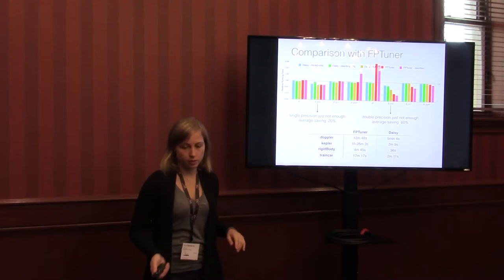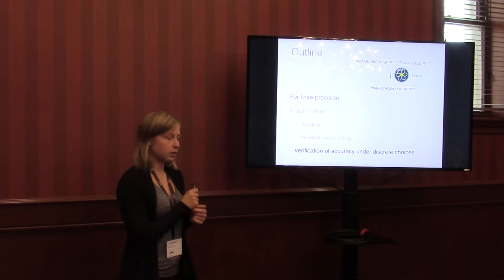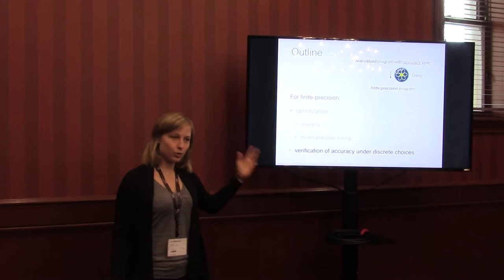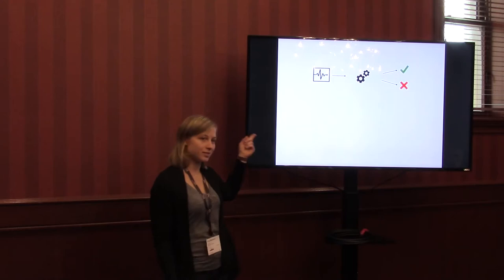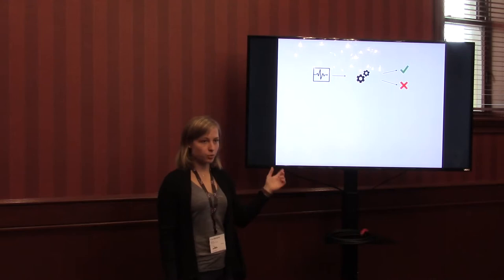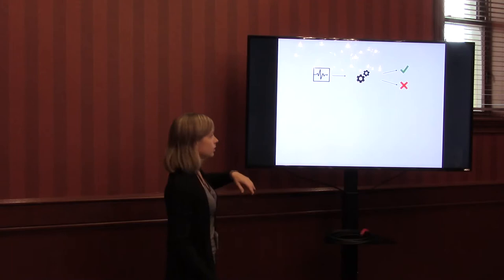Okay, so now we can optimize finite precision expressions. When I used to give this talk elsewhere, at this point I always got a question. In that example I had before, this example didn't just compute a number. It actually computed a discrete decision. It computed yes and no. Is this a good result or not?